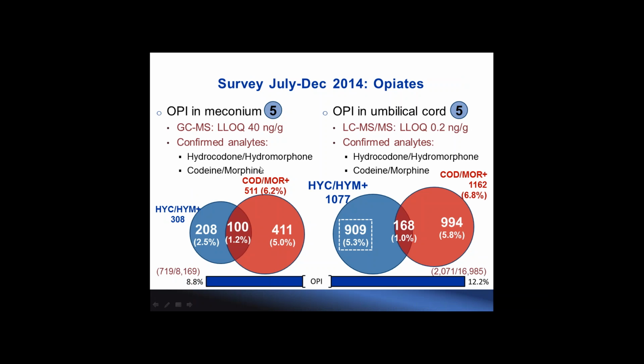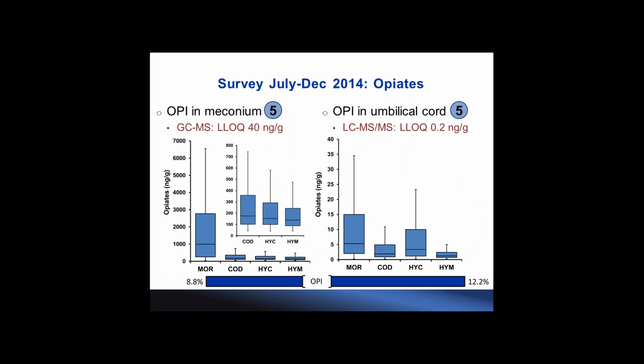For both test methods, we test for hydrocodone, hydromorphone, codeine, and morphine. The positivity rate is slightly higher in umbilical cord than in meconium, and those come mostly from the hydrocodone/hydromorphone positive cases. The codeine/morphine positive cases are quite similar between the two methods. And here are the concentrations in those two different types of specimens. Once again, their concentrations are much lower in the umbilical cord than in meconium.